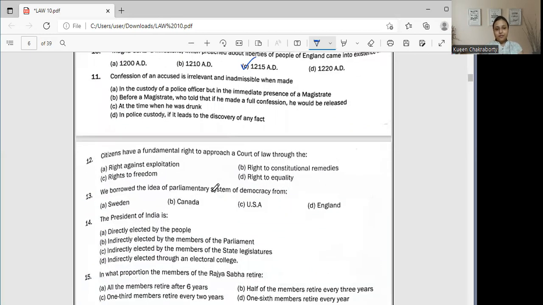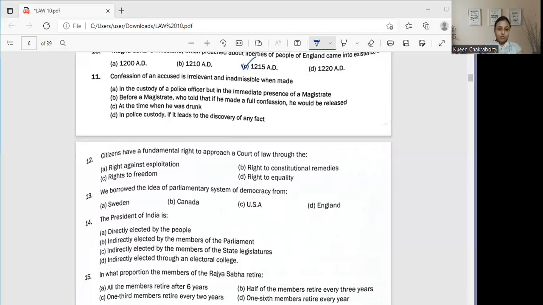Moving to question number 11. Confession of an accused is irrelevant and inadmissible when made in the custody of a police officer, but in the immediate presence of a magistrate. Option B, before a magistrate who told that if he made a full confession, he would be released. Option C, at the time when he was drunk. Or option D, in police custody if it leads to the discovery of any fact.